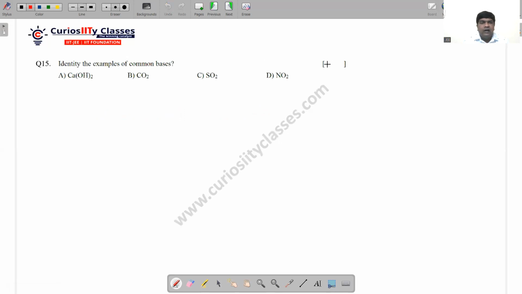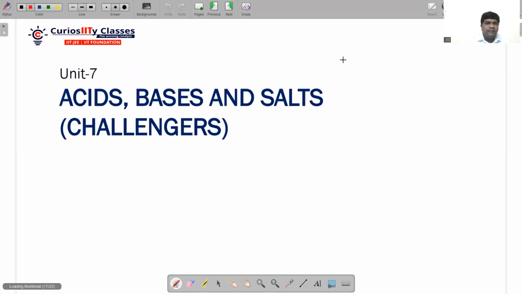15th one. Identify examples of common base. Option A, calcium hydroxide. It is a base. Carbon dioxide, acidic. Sulfur dioxide, acidic. And nitrogen dioxide, acidic. The base is option A, calcium hydroxide.